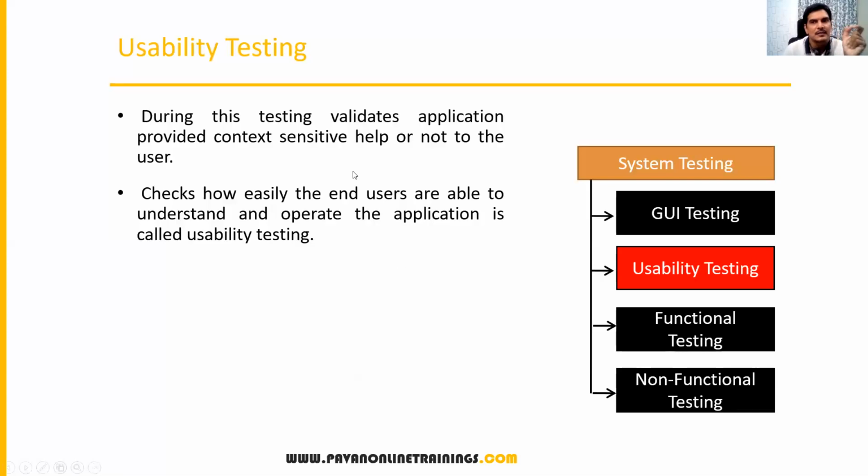During this testing, we validate that the application is providing context sensitive help documents to the user. Normally the help will be part of your application, sometimes in the form of a help menu, and sometimes if you don't provide a help menu, you will provide the user manuals in the form of PDFs, right? And then the user can read the document and proceed further. So that comes under usability.